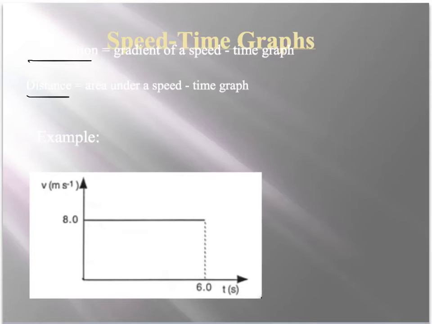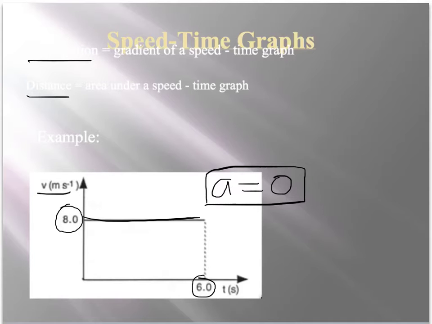Now the example below, you can see quite straight away that this object, whatever it is, is moving at a constant speed v of 8 meters per second for a time of 6 seconds. So straight away we can see information about speed, as you'd expect. Now looking at the slope, it's a straight line, flat line I should say, so there is no slope. Therefore we can say with confidence that the acceleration is 0. That makes sense because we have a constant speed of 8.